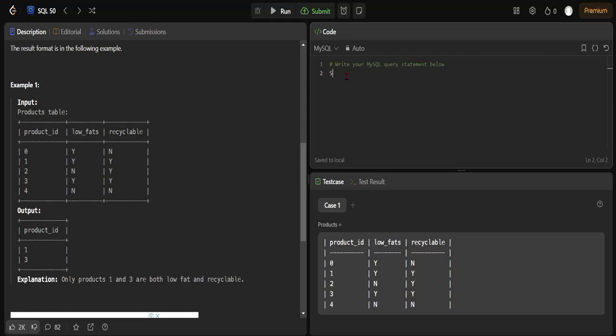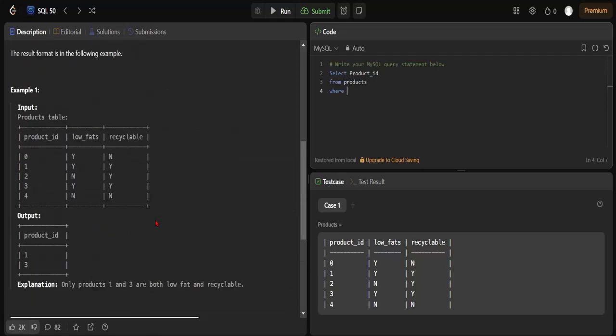We would basically be writing the select command. I need only product IDs, so I'll just write product ID from the table, whose name is products, which is given here. And I need to write the condition which is used for filtering in this problem. So I have where low fats is Y and recyclable is also Y.